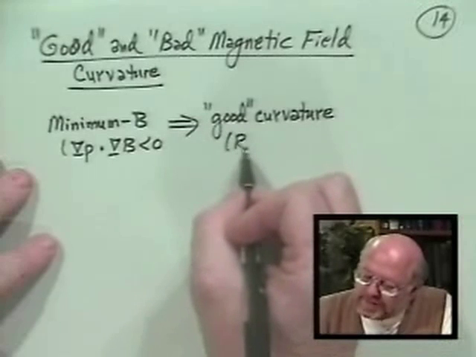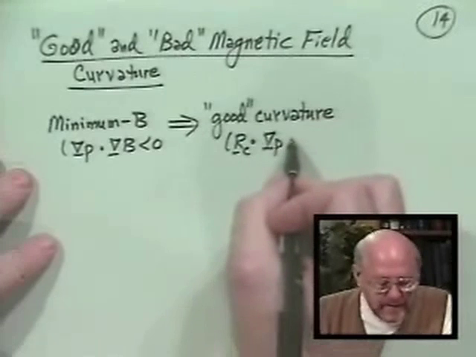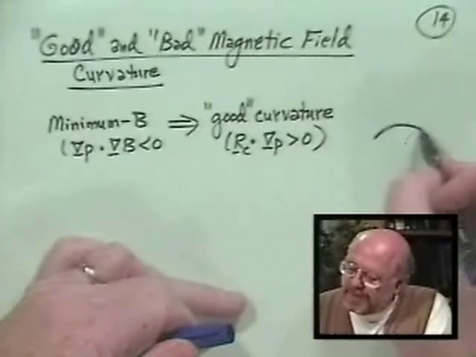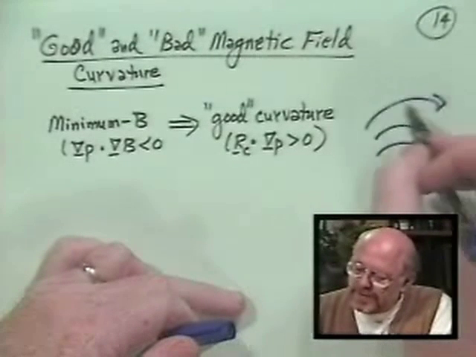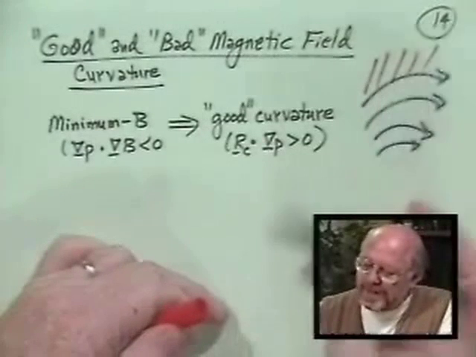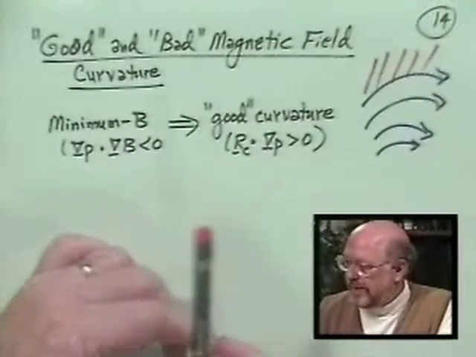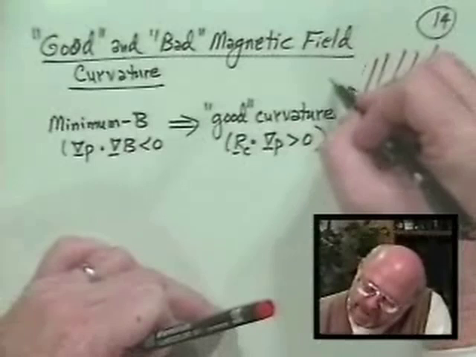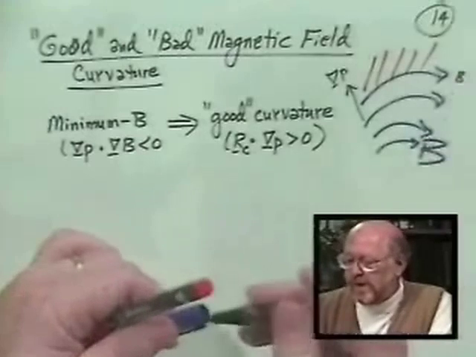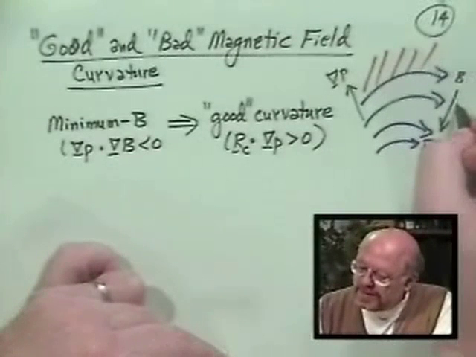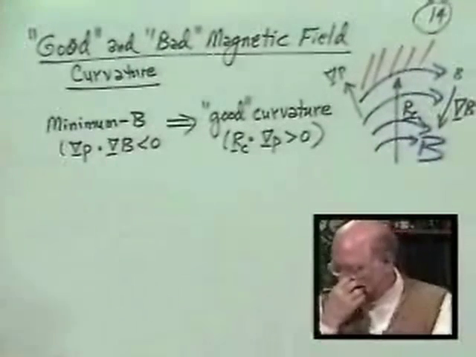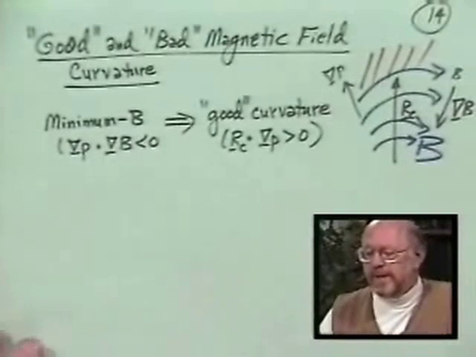And that actually is the radius of curvature dot grad P is greater than zero. And let me just sketch what that is. There are these field lines that are doing this. And the good curvature sense is that I try to put the plasma outside here. And then I have grad P in this direction. B is big here, small here. So my grad B is in this direction, and the radius of curvature is in this direction. So indeed, this is the radius of curvature and grad P aligned, and vice versa.